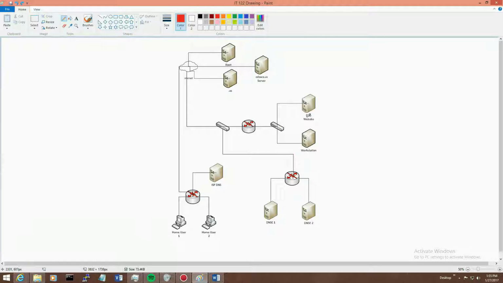If the information cannot be found in the DNS cache on the machine, it then sends out a query across the internet all the way to the root name servers. There are 13 total root name servers. They don't know the answer, however, they point us to the top level domain servers, and these top level domain servers, they know how to find the answer.